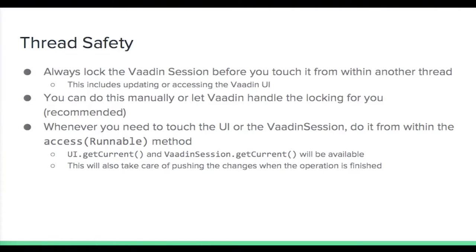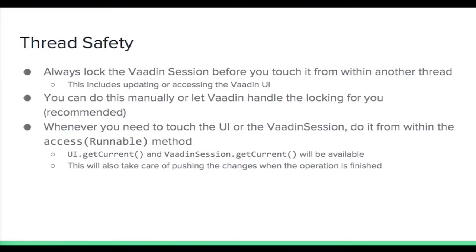And if you want to do this automatically, there is one method called access. You can find it both on the UI class and in the VaadinSession class. This access method takes a single parameter, which is a Java Runnable. So if you're using Java 8, you can pass in a method pointer to just any void method that doesn't take any parameters.